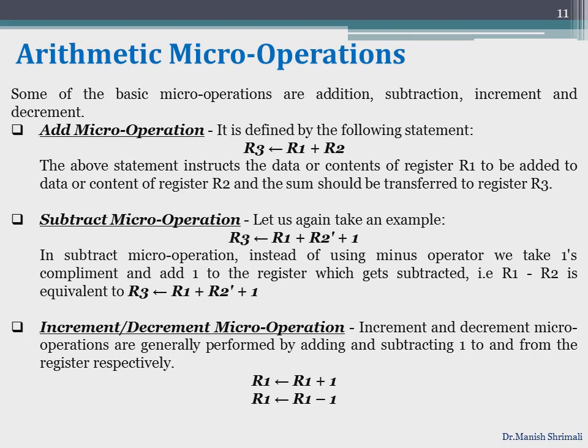Then finally we have the increment and decrement micro operations. The increment and decrement micro operations are performed by adding 1 to and subtracting 1 from the registers respectively, as you can see below, where R1 is replaced by the contents of R1 plus 1. That is the increment operation. And in the next one we have R1 replaced by R1 decremented by 1.